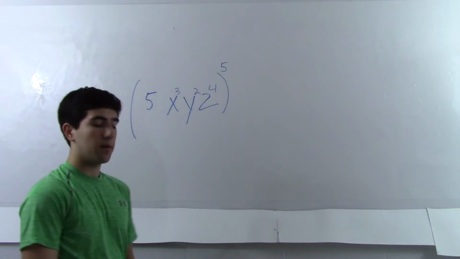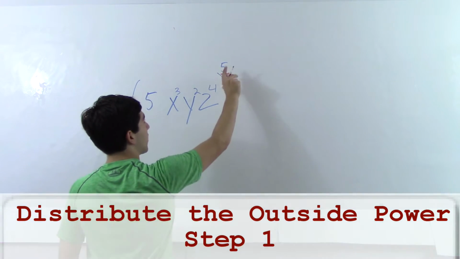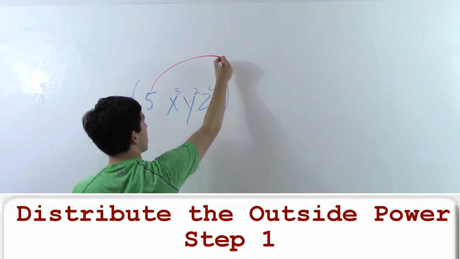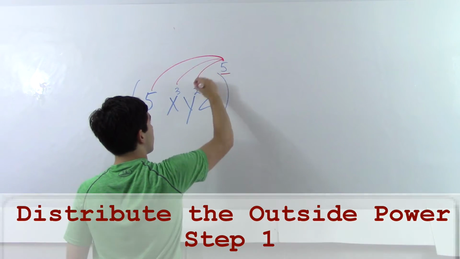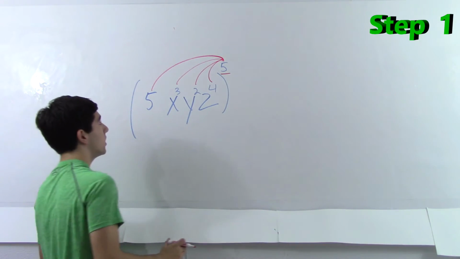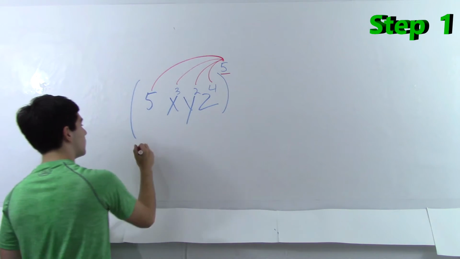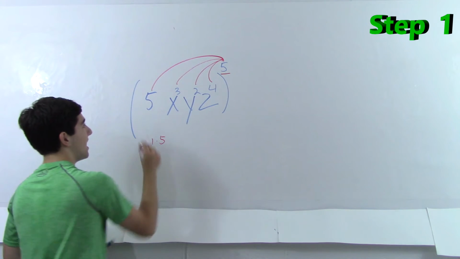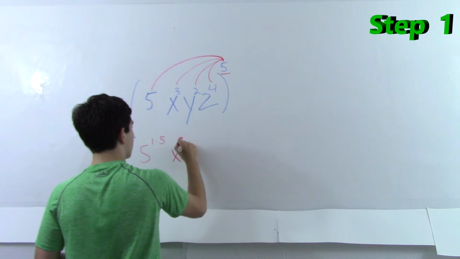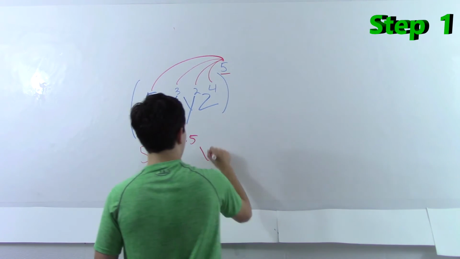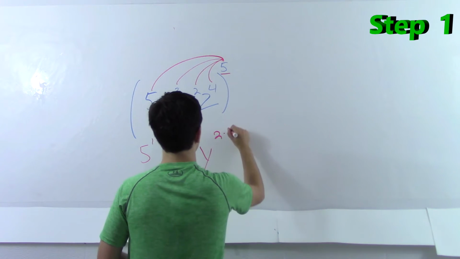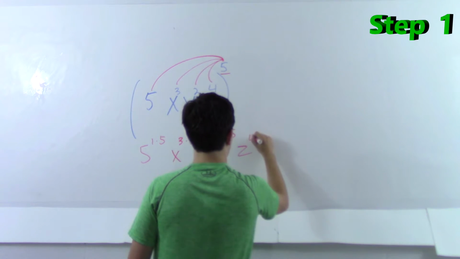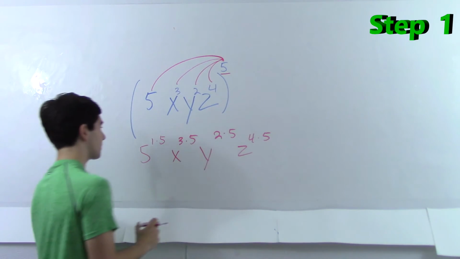Let's look at another problem. Our first step is find our outside exponent and distribute it to all coefficients and variables. So 5 to the first power times 5, x to the third power times 5, y to the second power times 5, and z to the fourth power times 5.